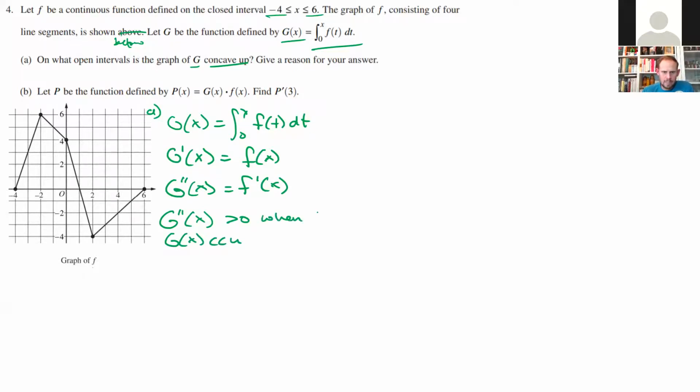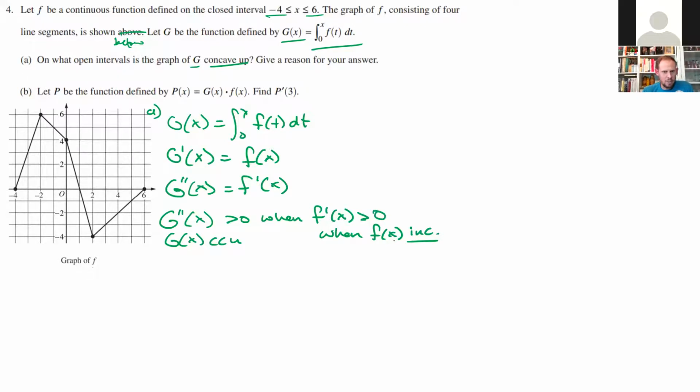When f prime of x is also greater than 0, since they're equal to each other. f prime is greater than 0 when f of x is increasing, right? That's what the derivative greater than 0 means.